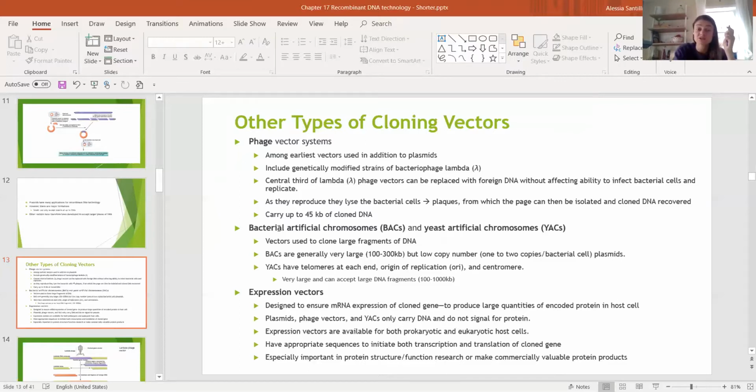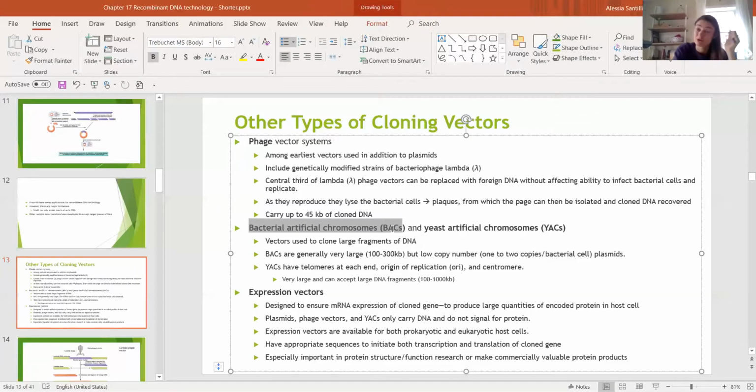And so actually, the cloning vector that they used was a bacterial artificial chromosome, or a BAC. Artificial chromosomes can be either bacterial artificial chromosomes or yeast artificial chromosomes. And these artificial chromosomes act just like normal chromosomes. They replicate once, all right? And they can hold really big fragments. So they're vectors used to clone large fragments of DNA. BACs are very large. They can hold a DNA fragment from 100,000 to 300,000 bases long. However, they have low copy number. They don't replicate quite as much as the plasmid. Because they act like chromosomes, they don't replicate a lot in one cell.